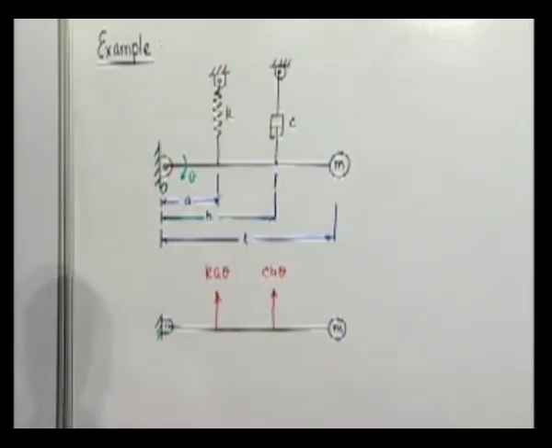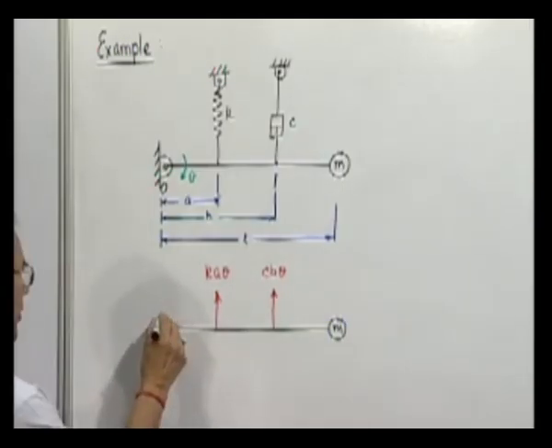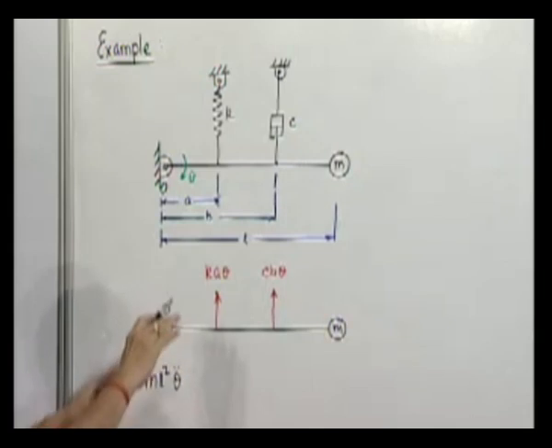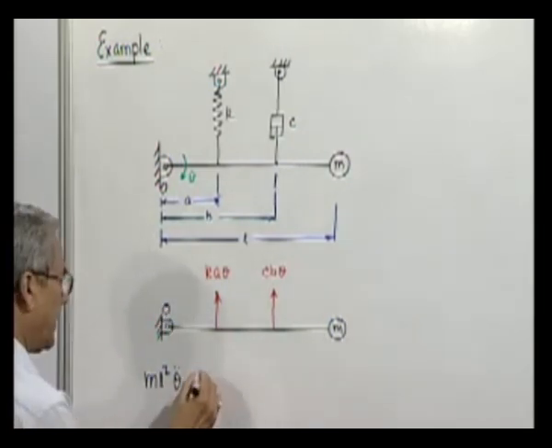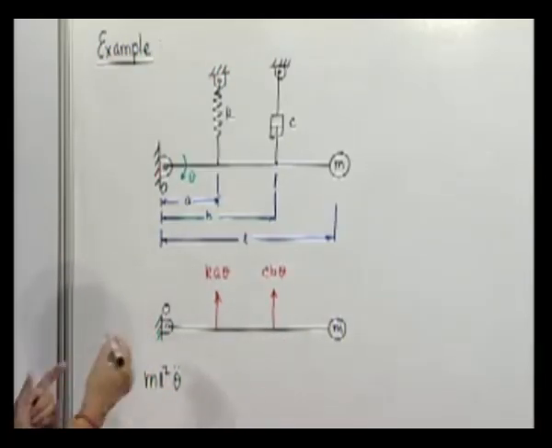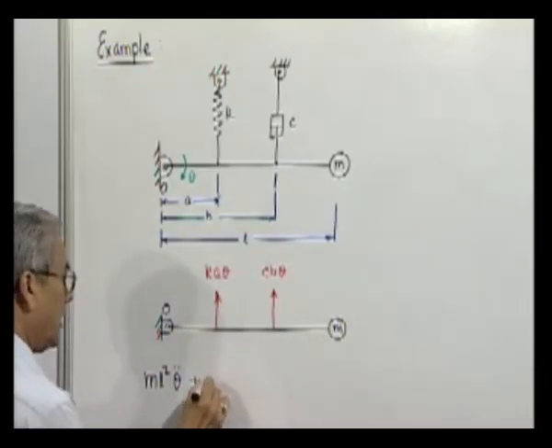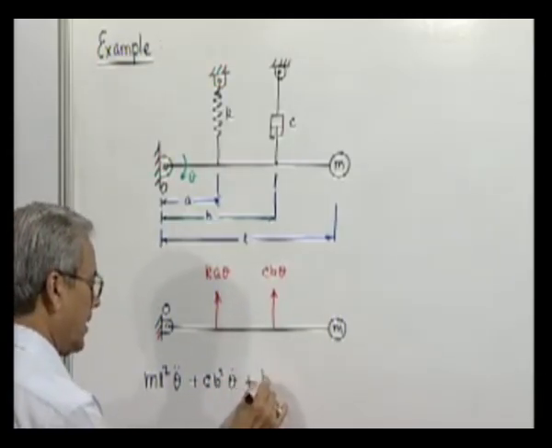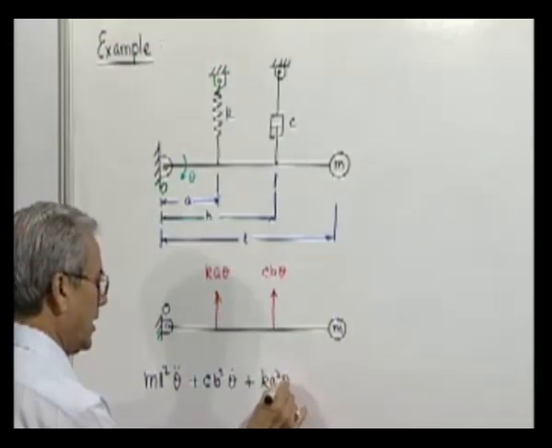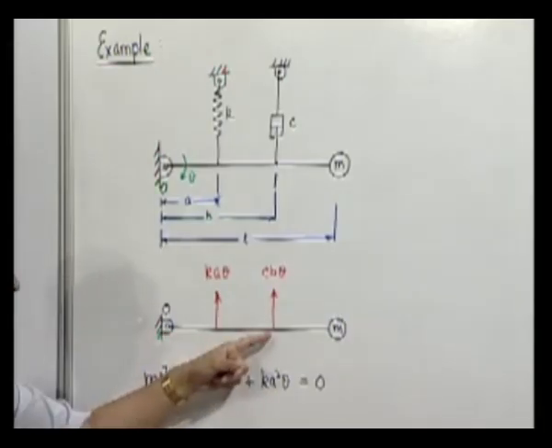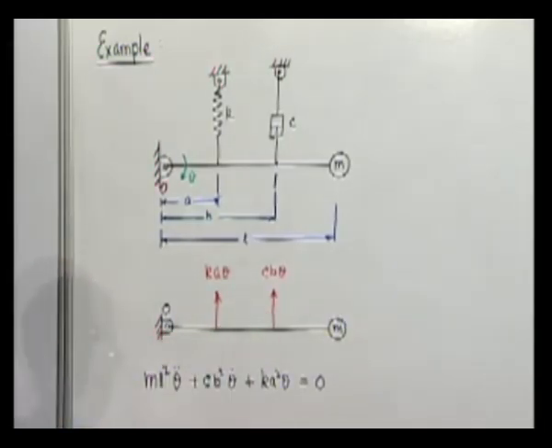So, the equation of motion we can now write about point O: m l square theta double dot will be equal to the total moment in that direction, which will be minus this into A minus this into B. So, if we bring it to the same side, we will get plus C B square theta dot and plus K A square theta. Because when you take moment about this point, you have to multiply this by A. When you take the moment about this point, you have to multiply this by B.